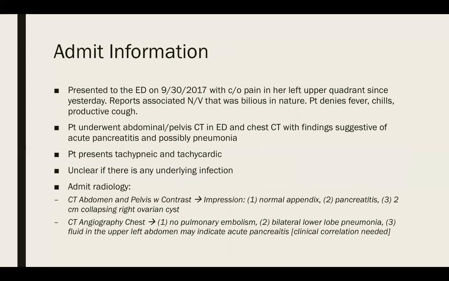All right, now we'll walk through some of the admit information. So this patient, Mrs. W., presented to the emergency department on September 30th, 2017, complaining of pain in her left upper quadrant since the day before. She reported nausea and vomiting that was bilious in nature. She denied a fever, chills, or a productive cough. Patient underwent abdominal and pelvis CT in the emergency department, as well as a chest CT, with findings suggestive of acute pancreatitis and possibly pneumonia. Patient presents tachypneic and tachycardic.